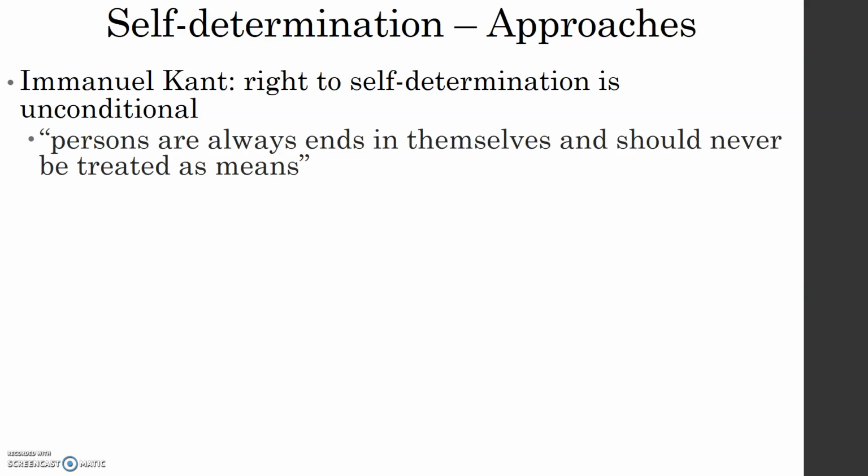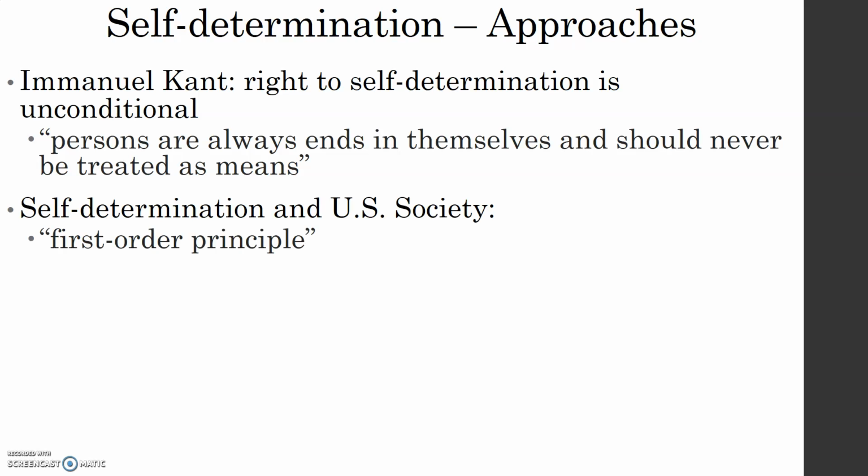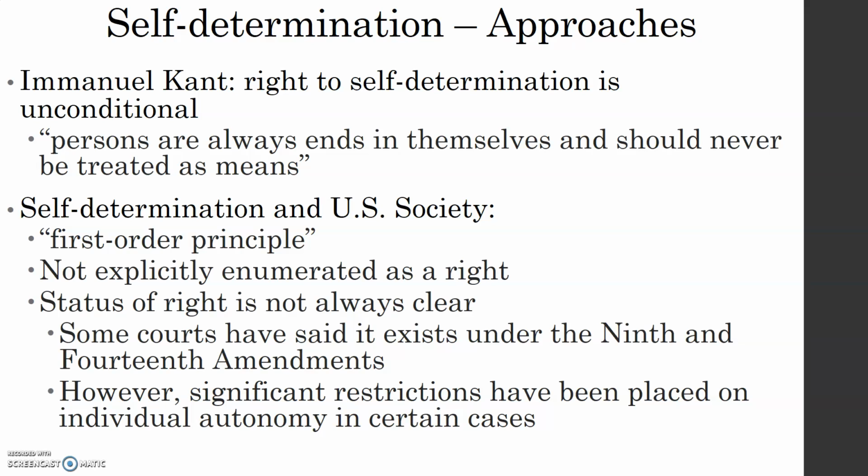Self-determination, other approaches. Again, we've seen this in Kant and deontology. This is also a first order principle here in the United States, right? We decide what we're going to do. We have freedom in that. It's not enumerated, but we do have this right. It exists under the 9th and 14th Amendments. Certain significant restrictions can be placed on individual autonomy, as we all know, in various cases. If they're a threat, if there's a public health threat or things like that, some restrictions can be put there. But again, they have to be exceptional.